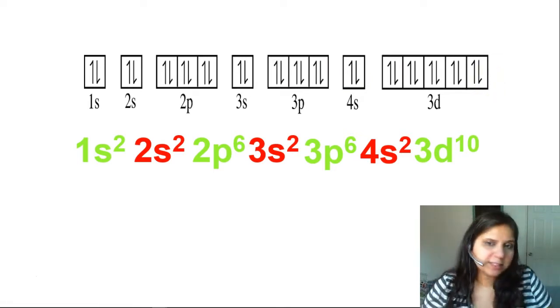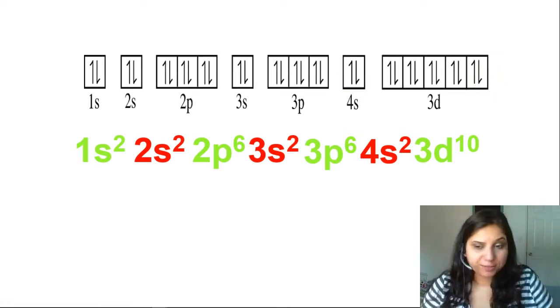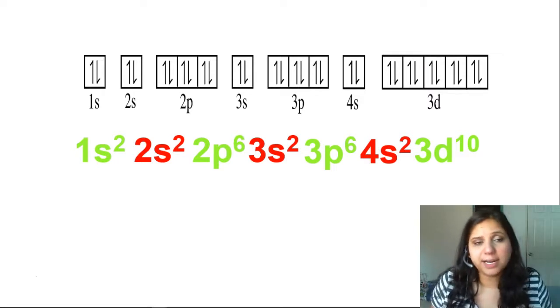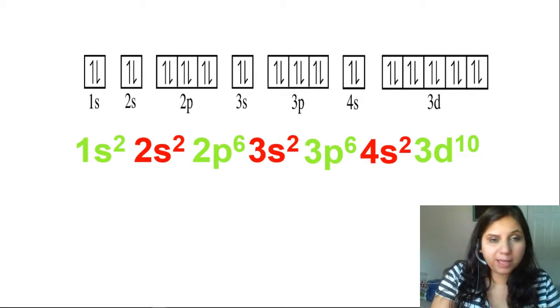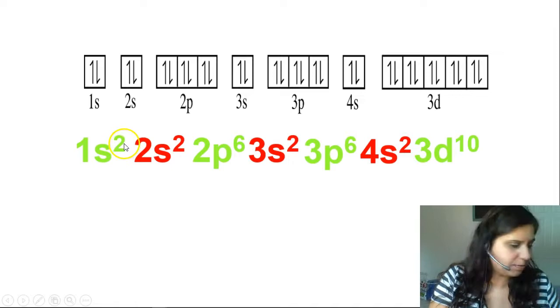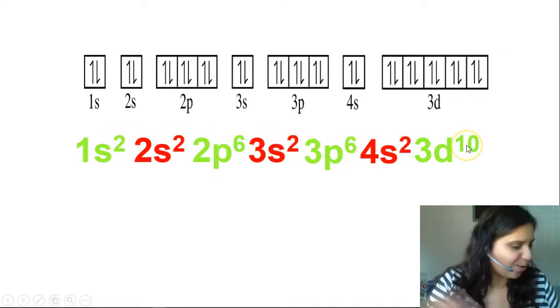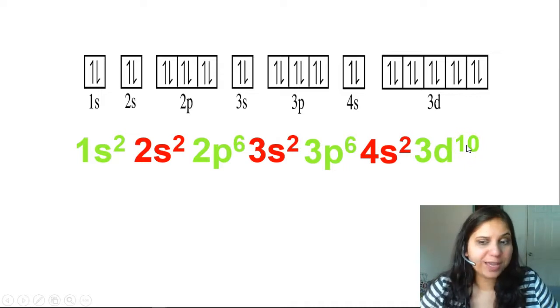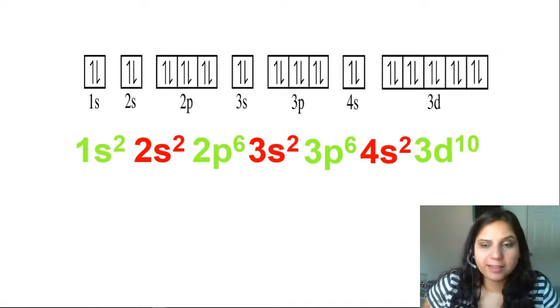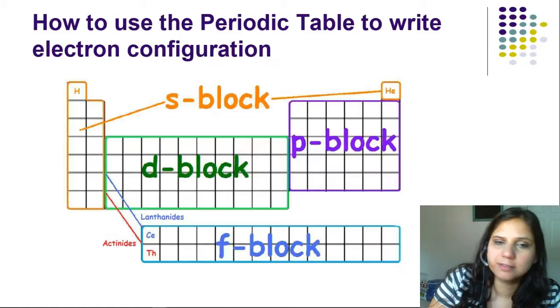So what element is this that has all of these electrons? We can figure out which element it is by counting up all of the electrons. So 2 plus 2 plus 6 plus 2 plus 6 plus 2 plus 10. So all of them adds up to 18 electrons, and that is argon.